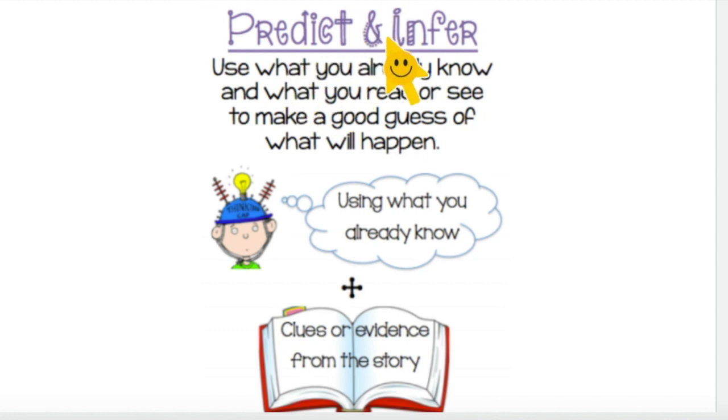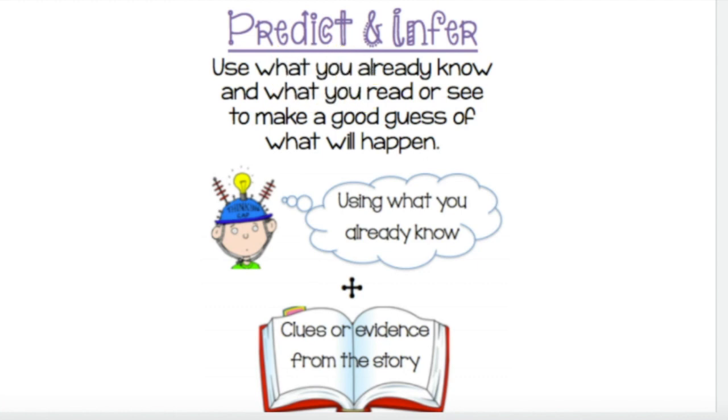Remember, a prediction and an inference are using what you already know and what you read or see to make a good guess of what will happen. Predictions and inferences go hand in hand, which is why they're very similar. First, we have to use what we already know and clues and evidence from the story to make an inference, to figure out what is actually happening. What is the author trying to tell us? Then we can use all this information with our inference to make a prediction, or a guess of what we think is going to happen next.